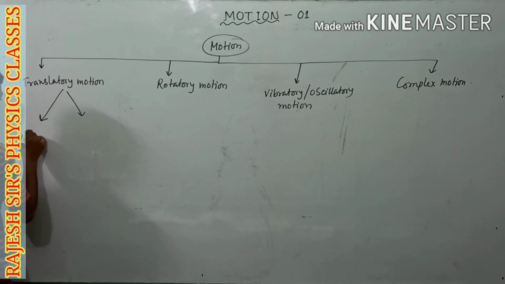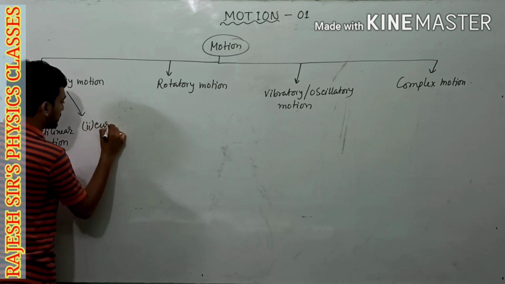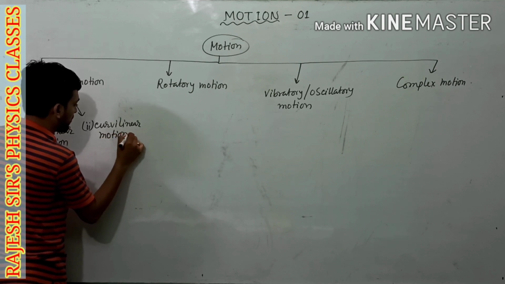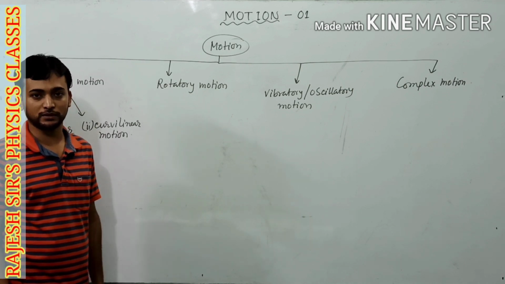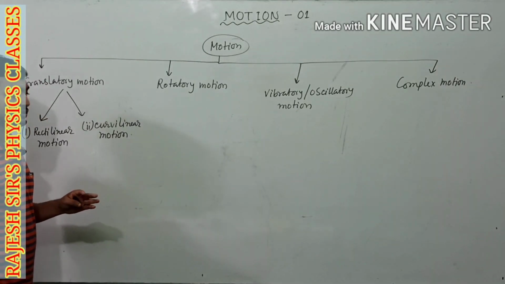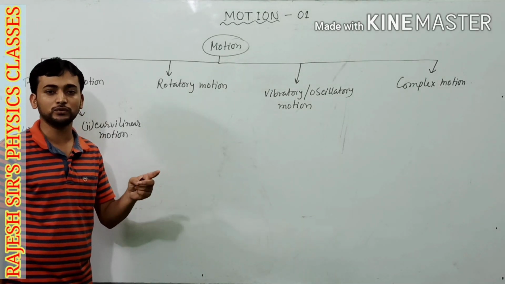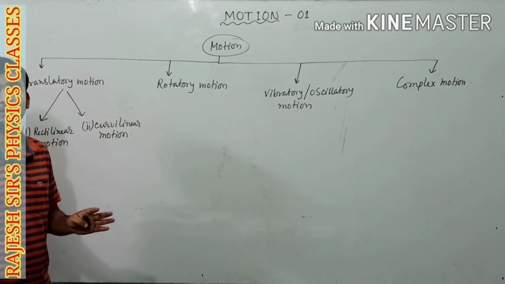Now, what is translatory motion? Translatory motion is also having two parts. One is rectilinear motion, another is curvilinear motion. In rectilinear motion, objects are found moving along a straight path. Say a car is moving along a straight path. It is an example of rectilinear motion. In curvilinear motion, objects are found to move along a curved path. Suppose motion of a car while taking a sharp turn on a road.